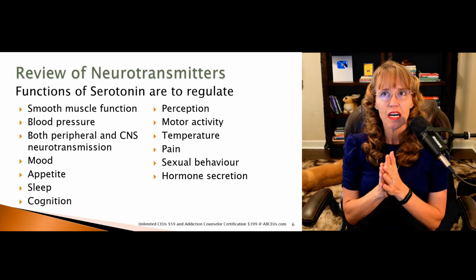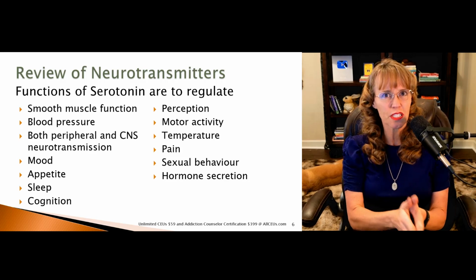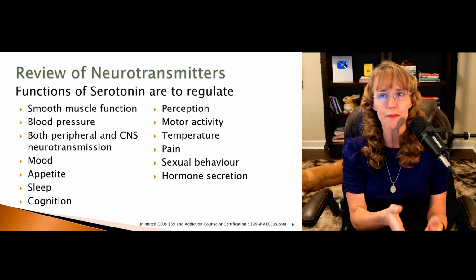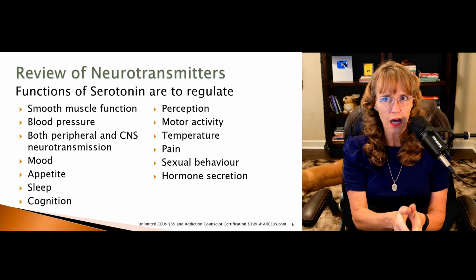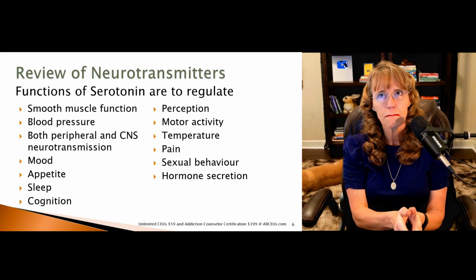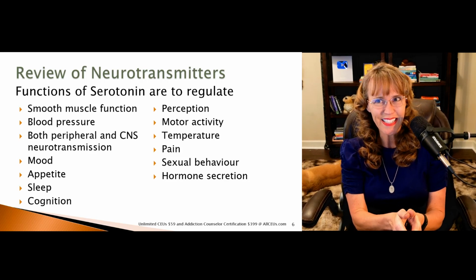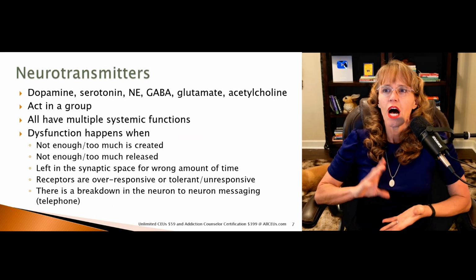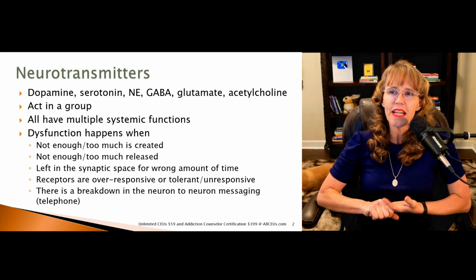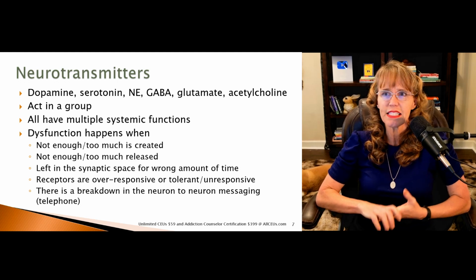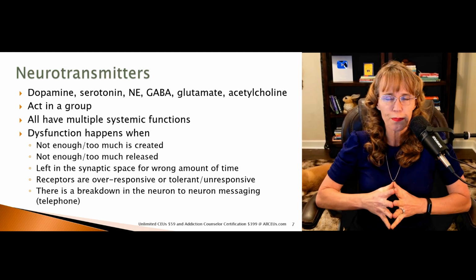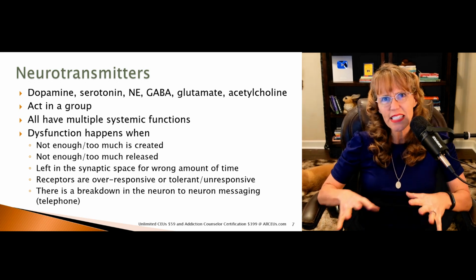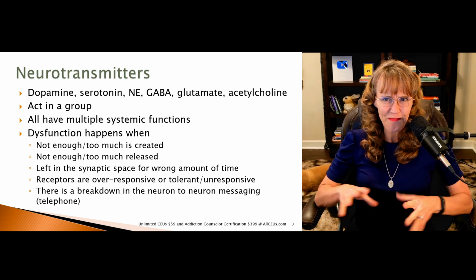And so some of the physiological symptoms that people may have, in addition to their mood symptoms, may be the result of dysregulation of the stress system. Dopamine, serotonin, norepinephrine, GABA, glutamate, and acetylcholine all act in a group, and they all have multiple systemic functions. That's the big takeaway you need to know.